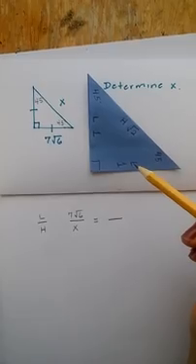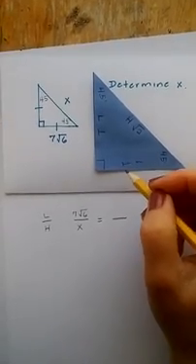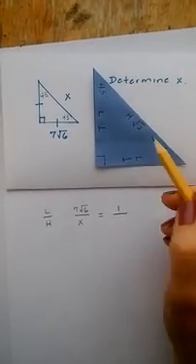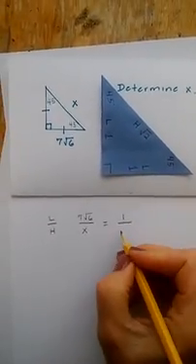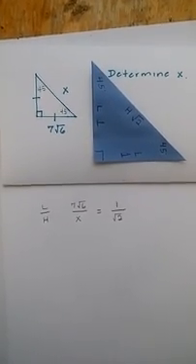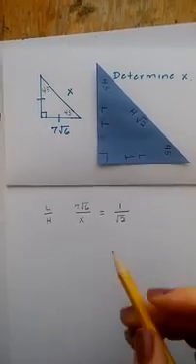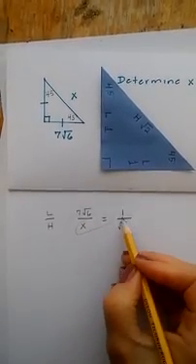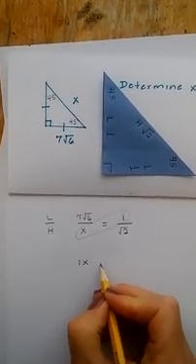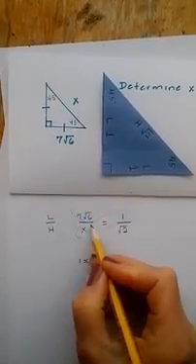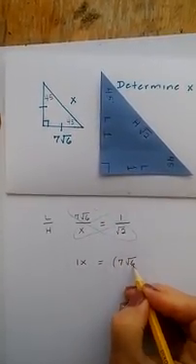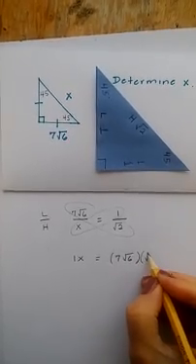From the ratios on the manipulative, the leg is labeled 1, and the hypotenuse is labeled √2. From here, my strategy is cross multiplication. So in this direction, 1 times x. In this direction, we have 7√6 times √2.